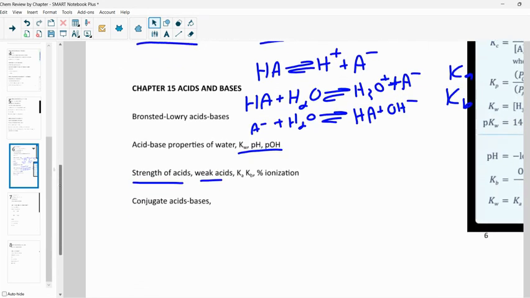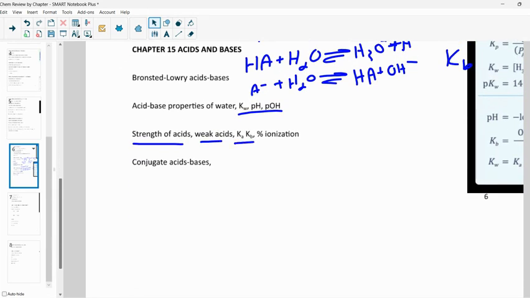The relationship Ka to Kb. Percent ionization, that's just the amount that it would ionize. That would be our H plus over our HA. It's the same calculation we do when we make our assumption, when we do our ICE box. If we have 0.2 minus X, it's about 0.2. Conjugate acid-base pairs: if HA is the acid, A minus is the base.